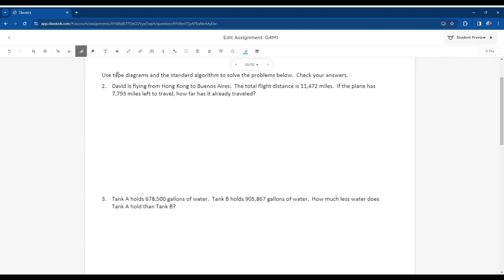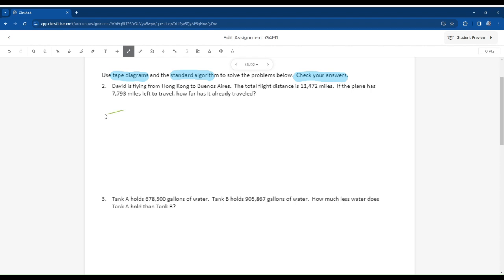Directions say use a tape diagram and the standard algorithm to solve the problems below, and then we're going to check our answers. Number 2 says David is flying from Hong Kong to Buenos Aires. The total flight distance is 11,472 miles. If the plane has 7,793 miles left to travel, how far has it already traveled?